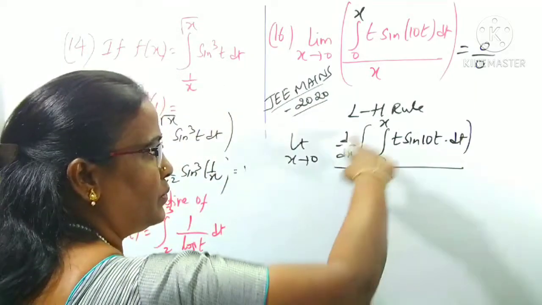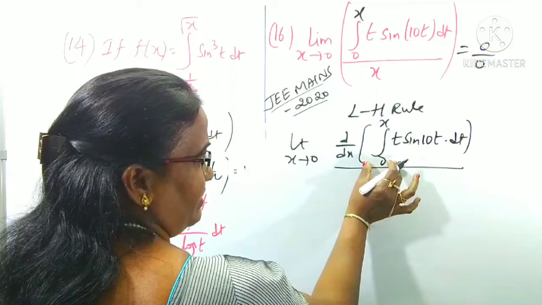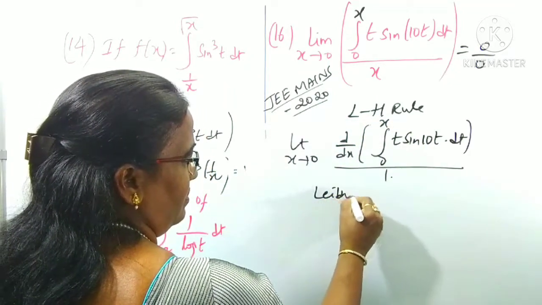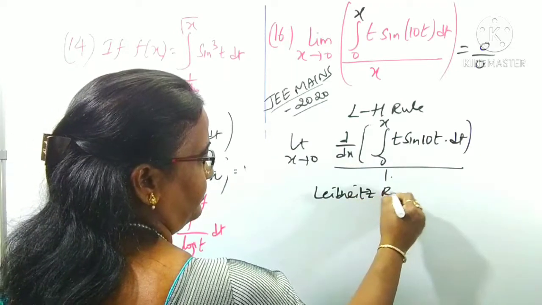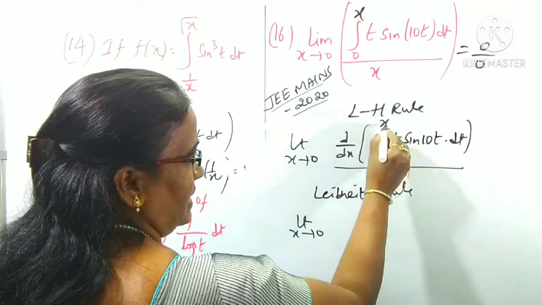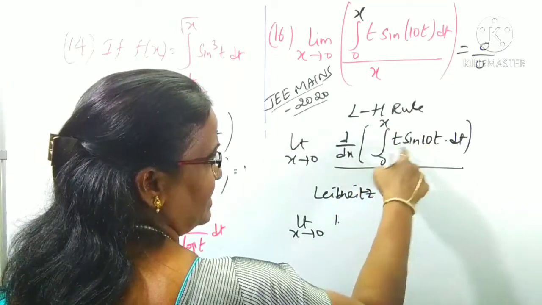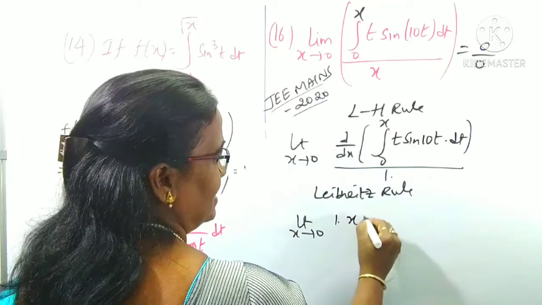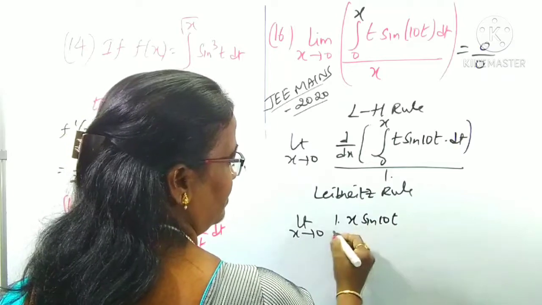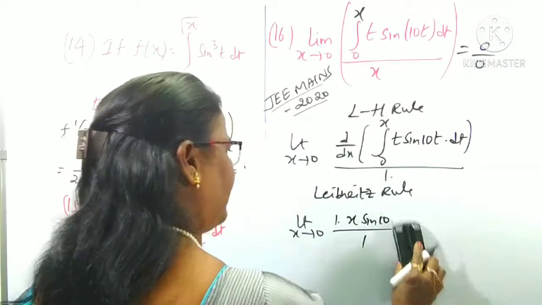Now, what about this? Yes, derivative of the f(x), g of x to h of x, Leibniz rule. By the Leibniz rule, what is that? Limit x tends to 0 as it is. x upper limit derivative, x derivative is 1, into x we can replace in place of t, like x into sin 10t. Right? That is numerator. Denominator is only 1. Therefore, we get sin 10x, in place of t we can write x.